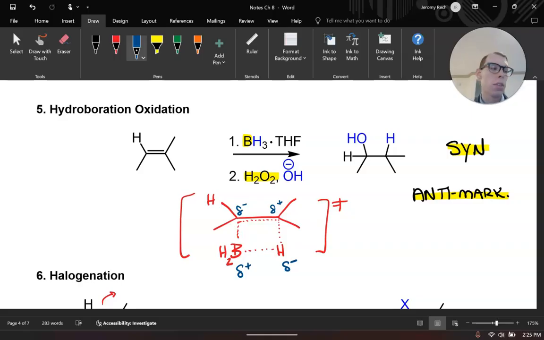In our next set, we'll look at some ways to actually add two different alcohols as well as some epoxides. But I think that's a good point to stop this video.